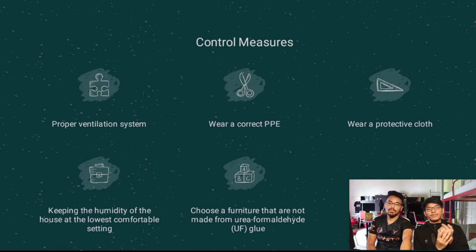And then we have, as stated below, formaldehyde contained in wood products, which makes our home actually a hazardous place. So in order to reduce the exposure to formaldehyde, an exhaust fan as well as keeping the humidity of the house at the lowest comfortable setting is a must. Then choosing the correct furniture also affects the environment in the house, because not every wood product is made with urea formaldehyde glue. So yeah, that is the control measure for formaldehyde.